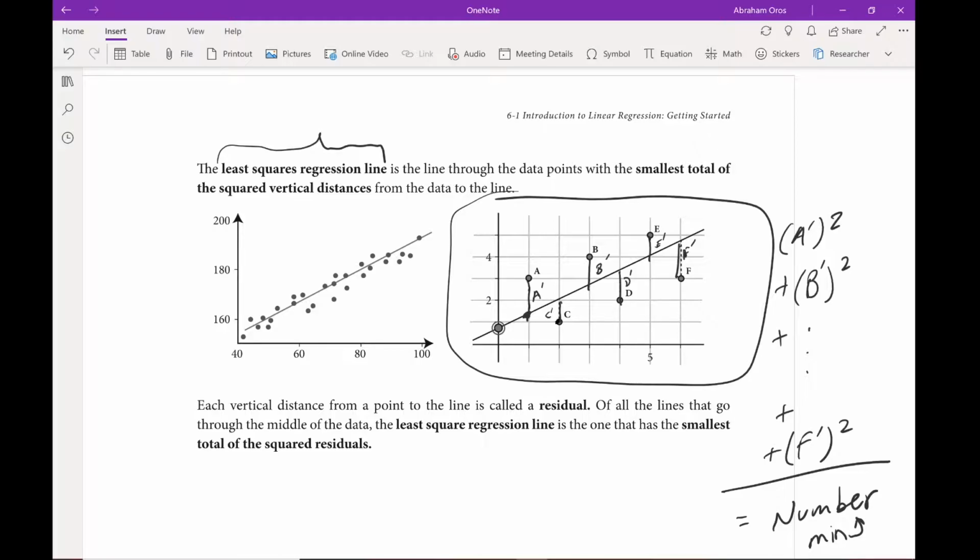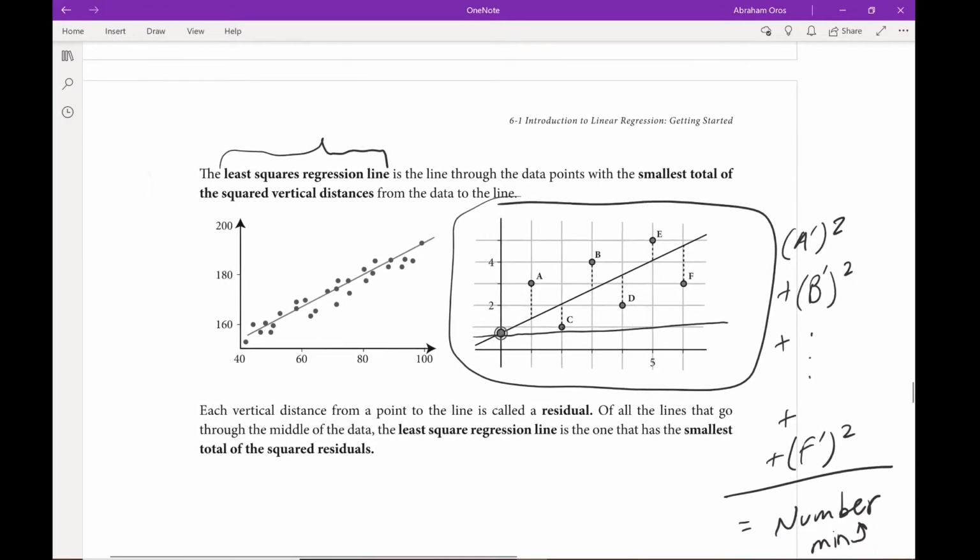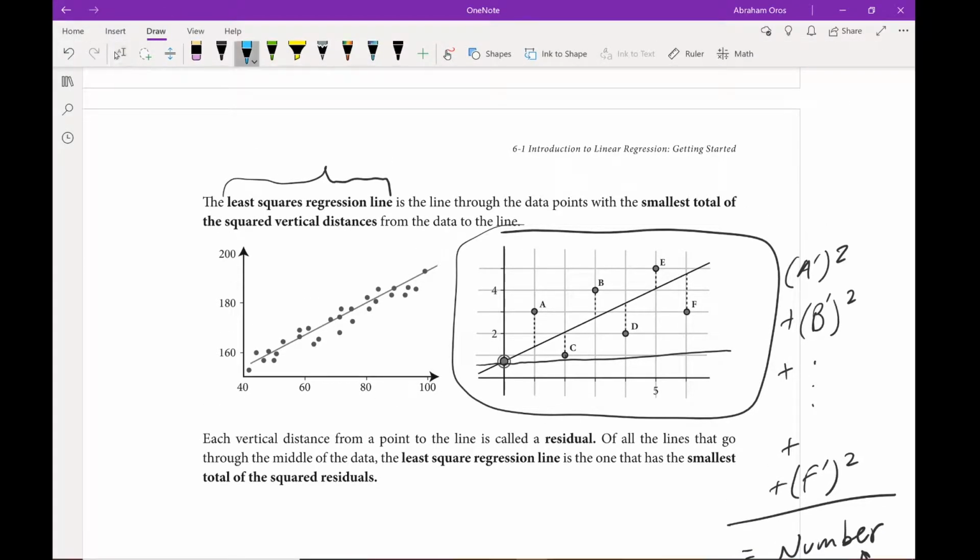Now, in order to understand it a little better, let's say instead we picked a line that went like this, right? It doesn't even go near the points. I mean, it goes near C, I guess, but the rest of it doesn't. So let's erase all those points. We're going to do a different color. So let's say we did A all the way to the line, C to the line, B to the line, D to the line, E to the line, F to the line.